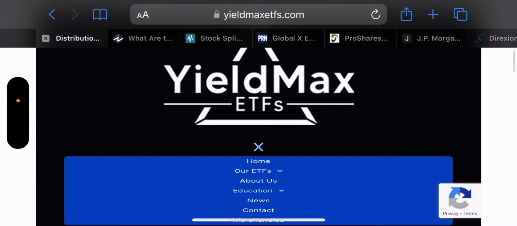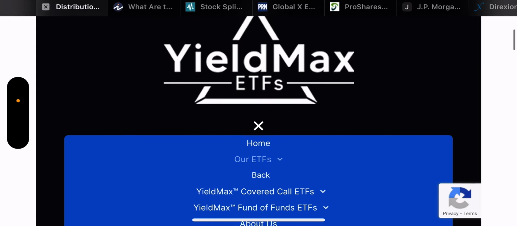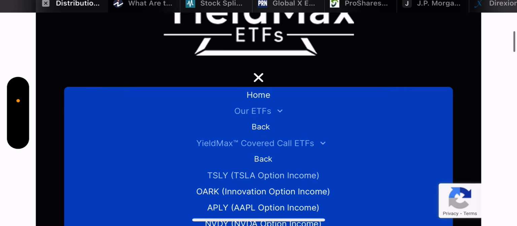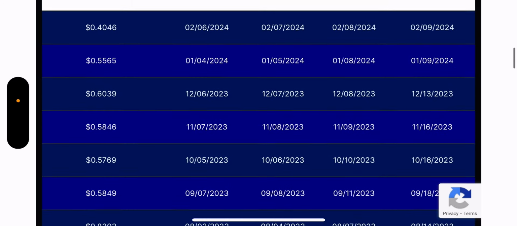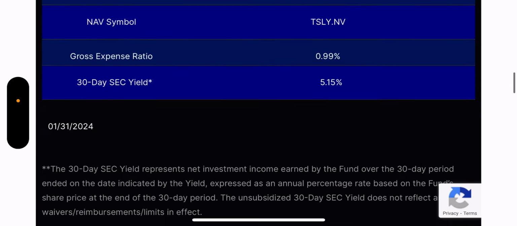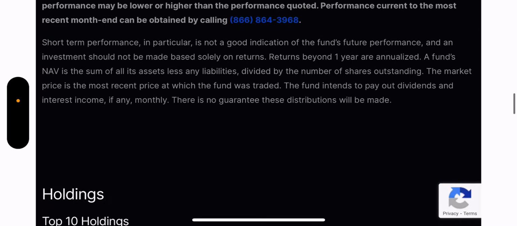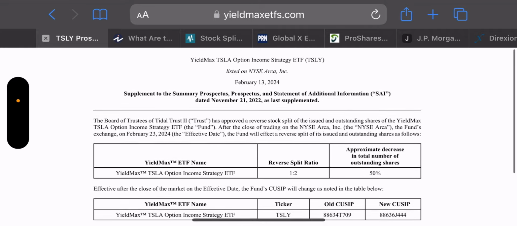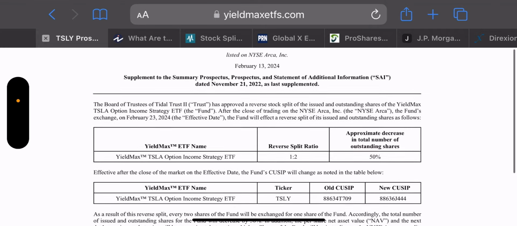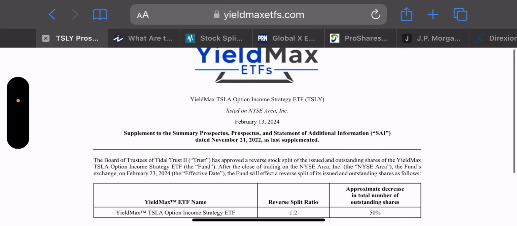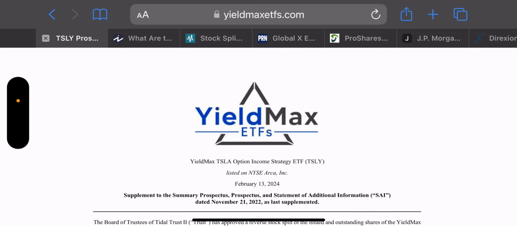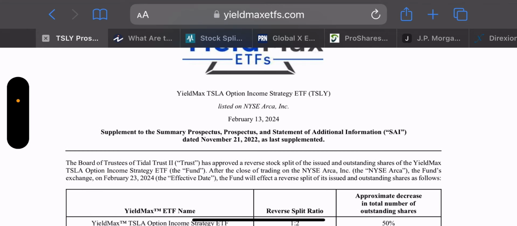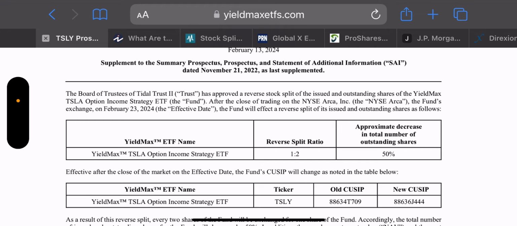TSLY will do a 1-for-2 reverse split. And if you go to the prospectus on TSLY, that's what actually comes up, which is weird. So if we pull up the YieldMax website and we go to prospectus, this is what comes up. It's not the prospectus. It's the actual information about the reverse split. Not sure why they don't have this as a separate document. But okay, so this is dated February 13th.